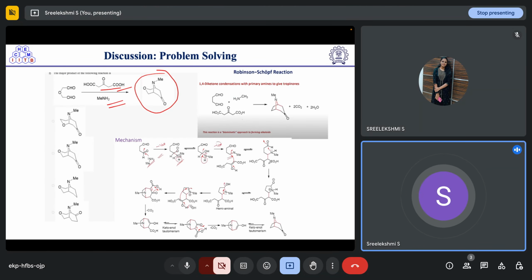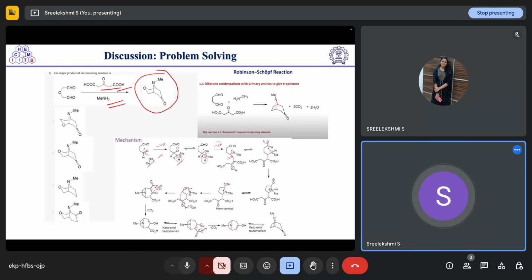deprotonated to form the corresponding enol, and that enol will attack over this carbon of that imine to form this particular intermediate. Then this nitrogen lone pair will attack over the second carbonyl carbon center to form this compound, and again dehydration will take place to form this iminium ion. Once this iminium ion is formed, again an enol will be formed, and that enol will attack over this carbon of that iminium ion, and this type of compound is forming.